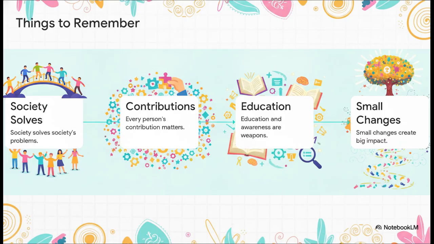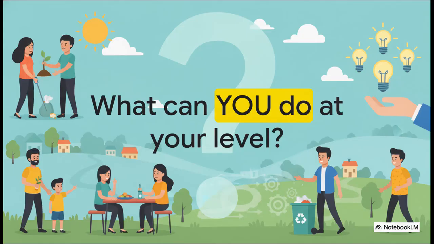First, society solves its own problems. It's up to us to fix them. Second, every single contribution matters, no matter how small it seems. Third, education is our greatest weapon against these issues. And fourth, small, consistent changes eventually create a massive impact. Which leaves us with one final, very important question. What can you do at your level? I really want you to think about that today. Look at your daily life, look at your surroundings, and ask yourself what small step you can take right now to be part of the solution.